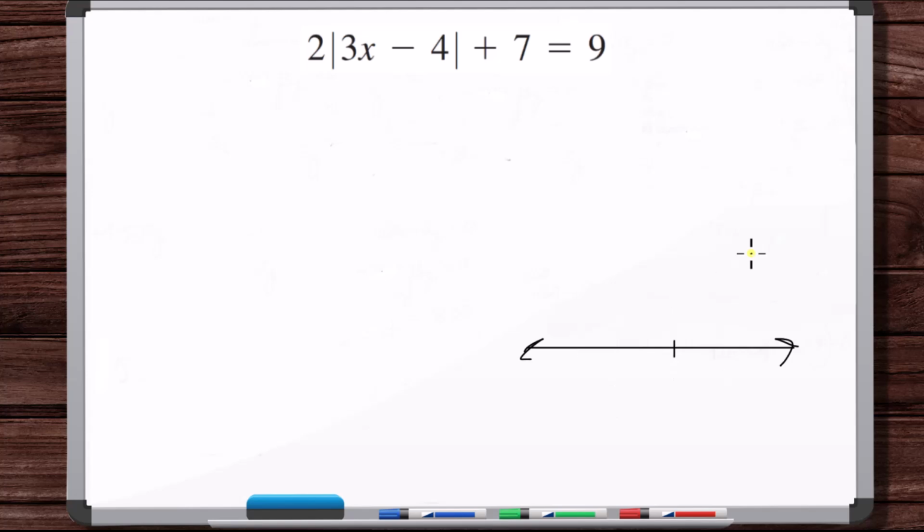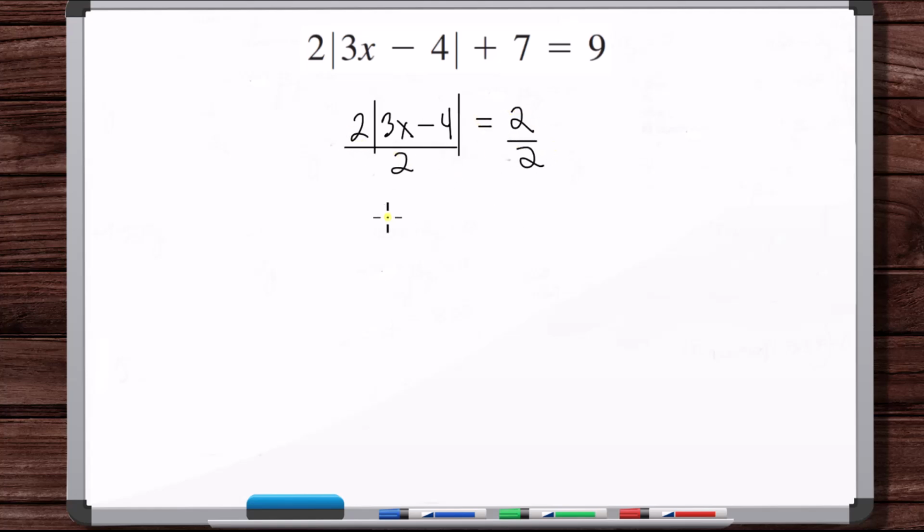So let's go ahead and do that here, for these relatively simple absolute value equations. The first step is you simplify the absolute value equation as much as possible. So subtract 7 from both sides. Now divide both sides by 2. Okay, now we can't simplify any further. And so the next step is to go through that whole analysis process.